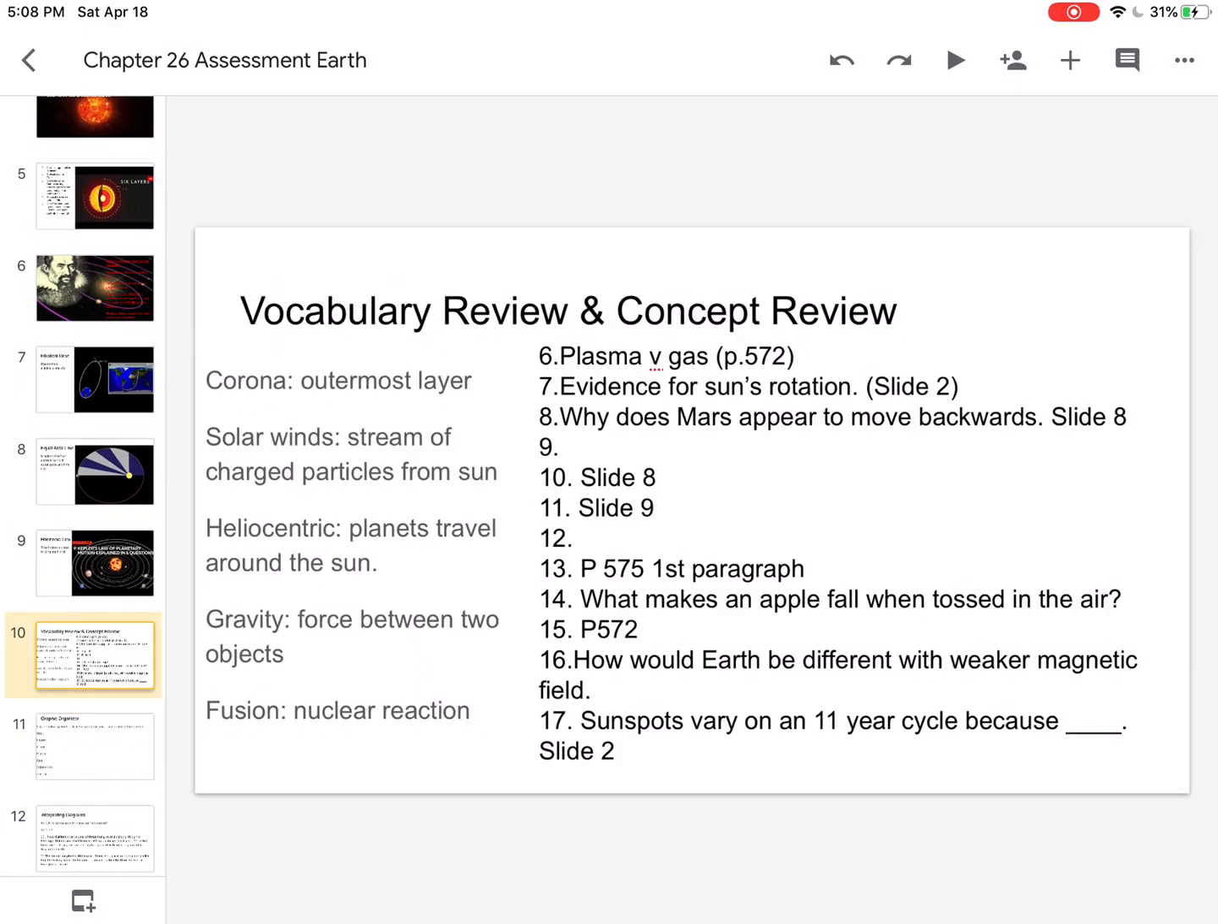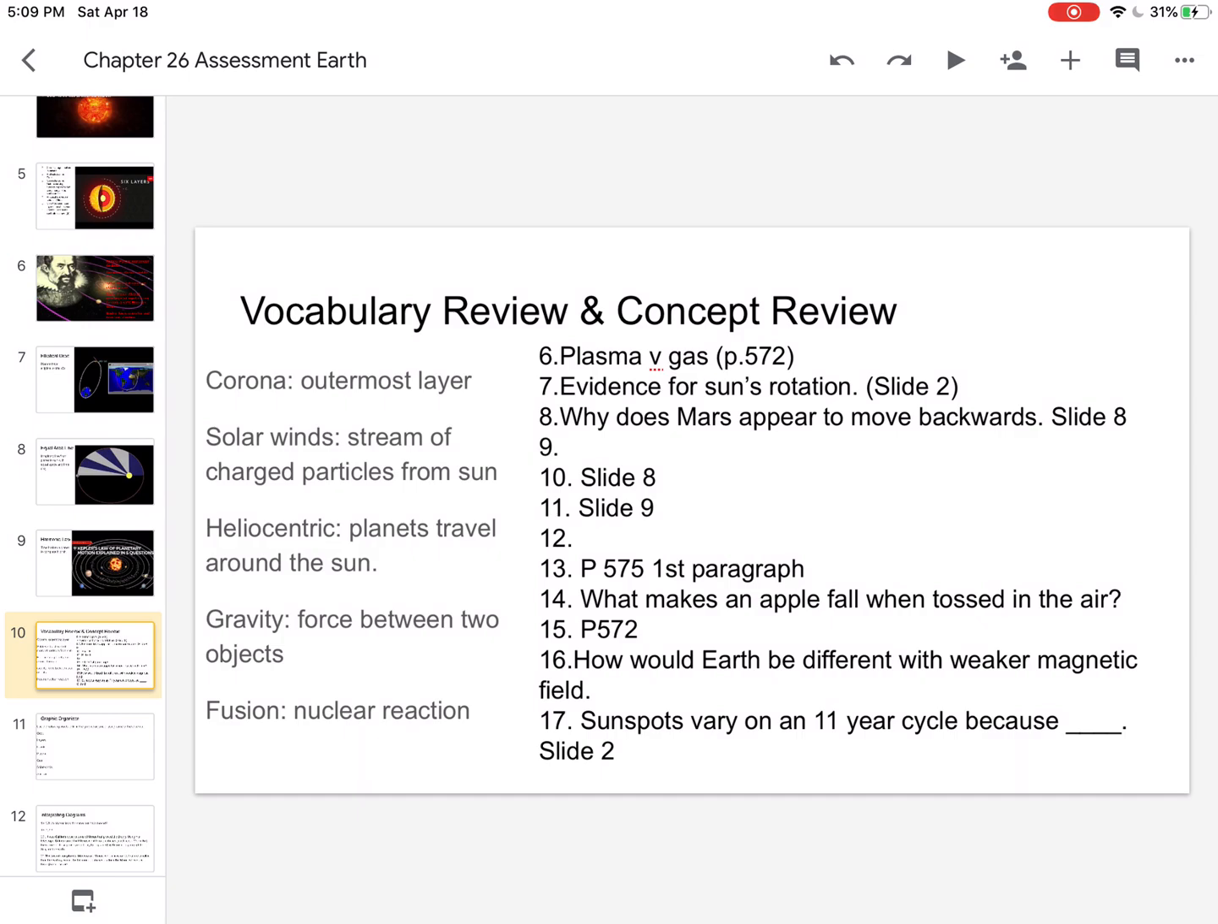Let's go back to number 9, because I skipped that. What surface feature indicates that the sun's inner layers are in motion? So I was kind of a little confused. I felt like it was sunspots, but then I was like, maybe it's solar winds. So maybe you guys can read those two and determine what you think, okay?